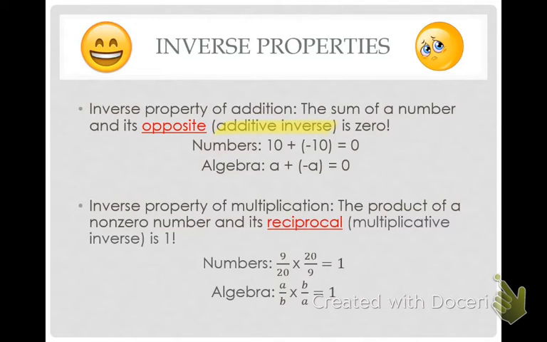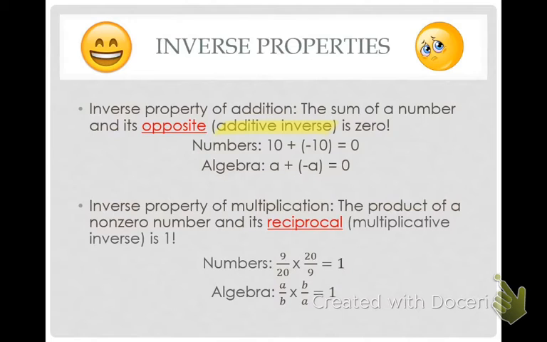So let's look at this right here. 10 plus negative 10. What does that equal? 0. 5 plus negative 5. 0. 7 plus negative 7. Do you guys remember? It's a 0. A number and its opposite always equals what? 0. That's all the inverse property is telling you. A number and its opposite always equals 0.